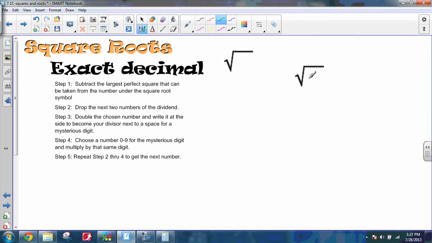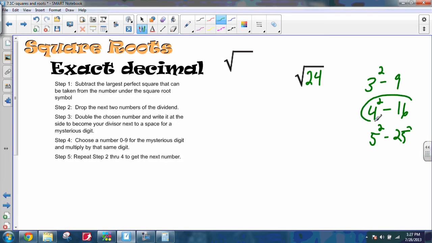Let's try to find the square root of 24. So step number 1, we need to find the largest perfect square. So what perfect square do you think can fit into 24? Well, 3 squared is 9, 4 squared is 16, and 5 squared is 25. Now 25 is too large, so the biggest perfect square we can fit is 4 squared. So we'll put the 4 up here, and we'll subtract the 16, our perfect square. And that will leave us with 8.